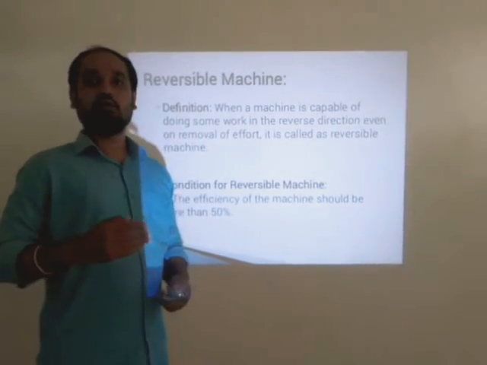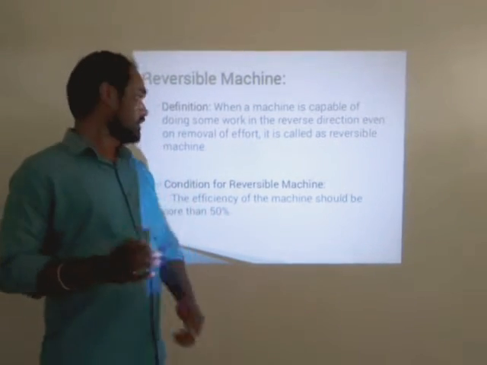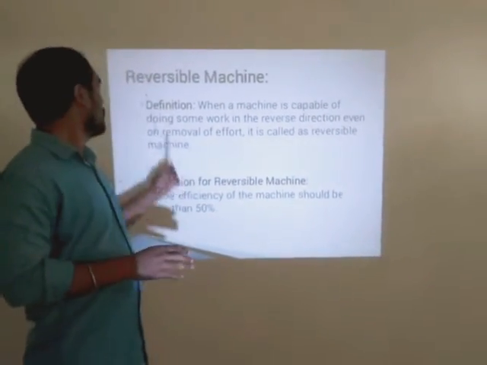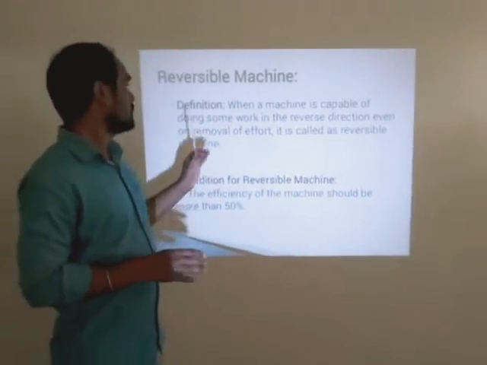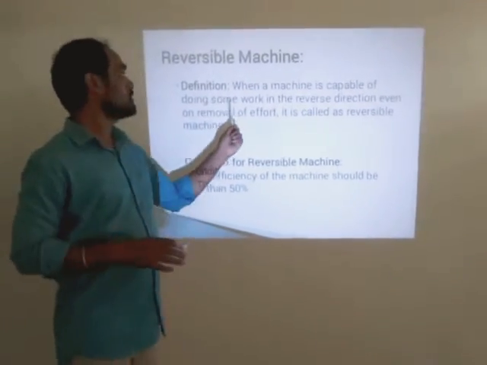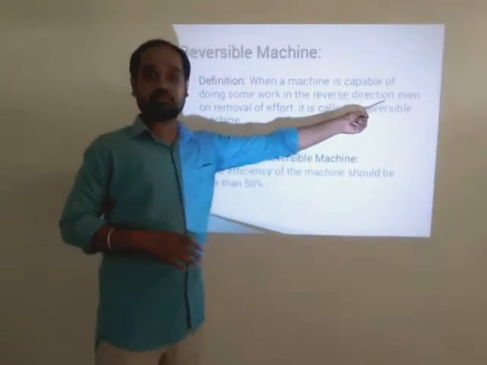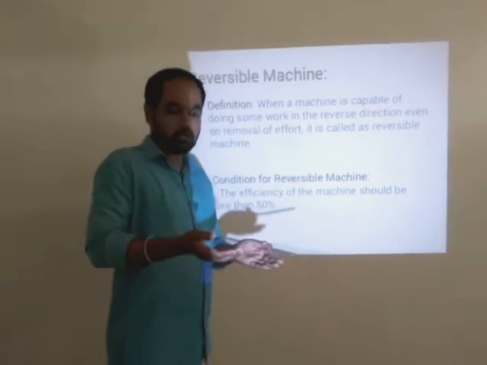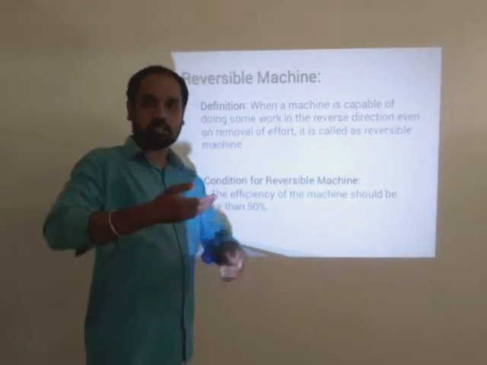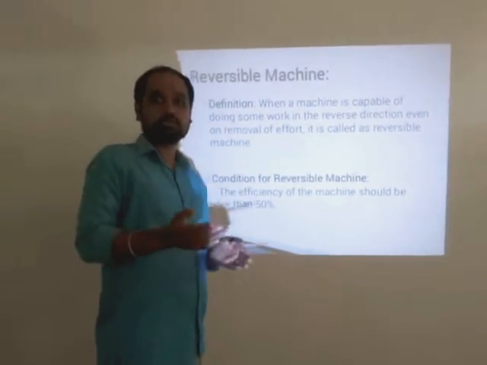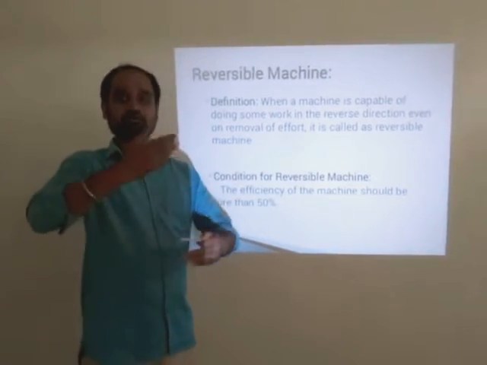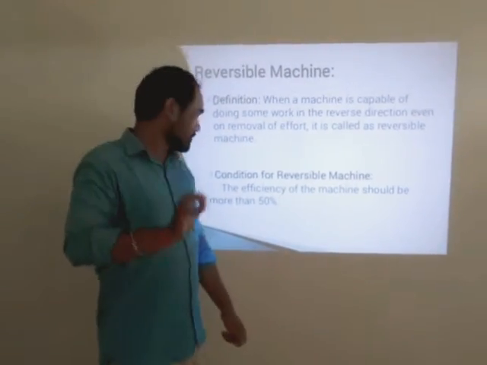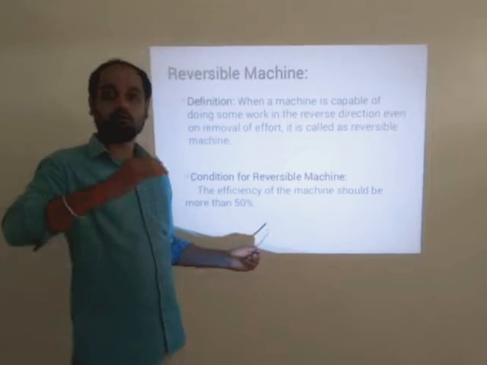Another definition is that a machine having efficiency of more than 50% is known as a reversible machine. The machine is capable of doing some work in the reverse direction even after the removal of effort. When we remove the effort, the machine gets back in the reverse direction. That is, the machine does the work in the reverse direction also. Then the machine has efficiency of more than 50%.